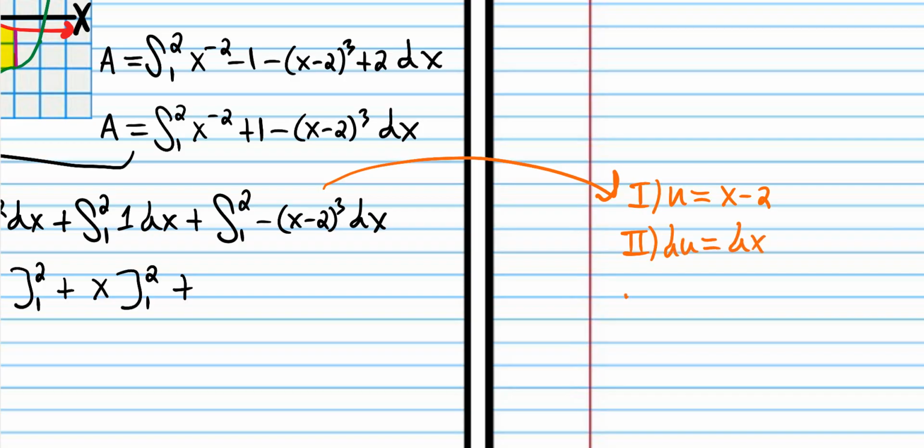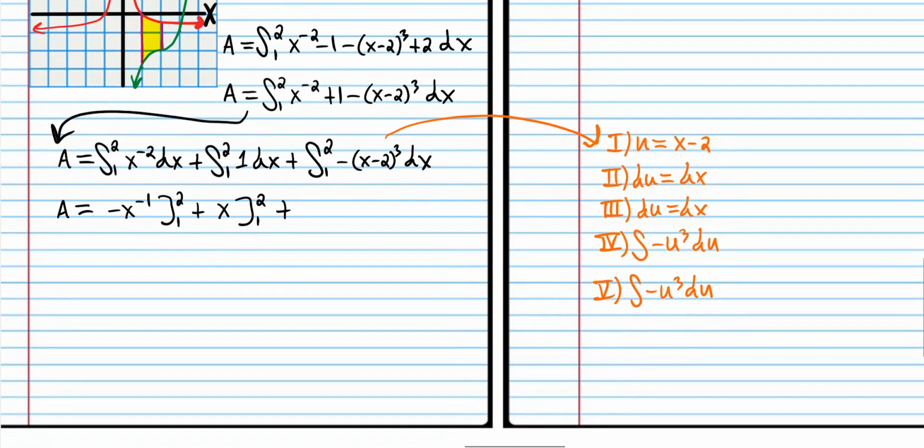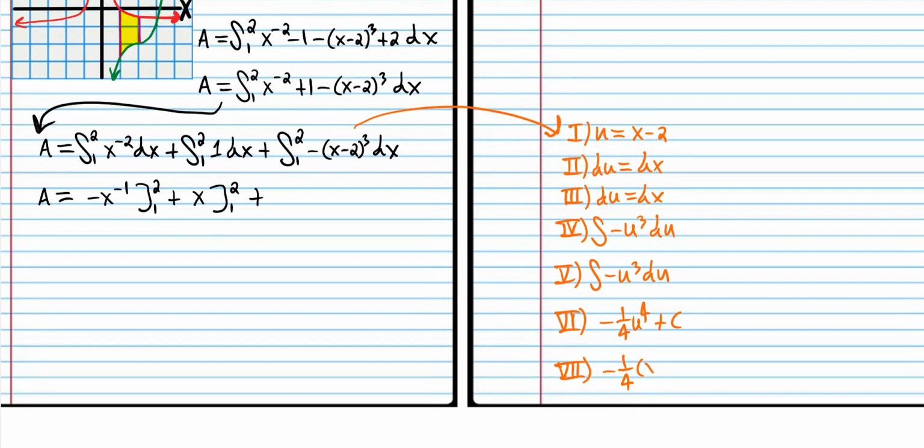And step 2, we're going to find the derivative. Step 3, we're going to solve for dx, but dx is already solved for. And step 4, we're going to rewrite the integral. So we have negative u to the 3rd power du. And in step 5, we're going to cancel out the x's, but you can see that there are no x's to cancel out, so there's nothing really to do there. In step number 6, we're going to find the antiderivative, and that's going to be negative 1/4 u to the 4th power plus c. And in step 7, we're going to replace u with x minus 2.